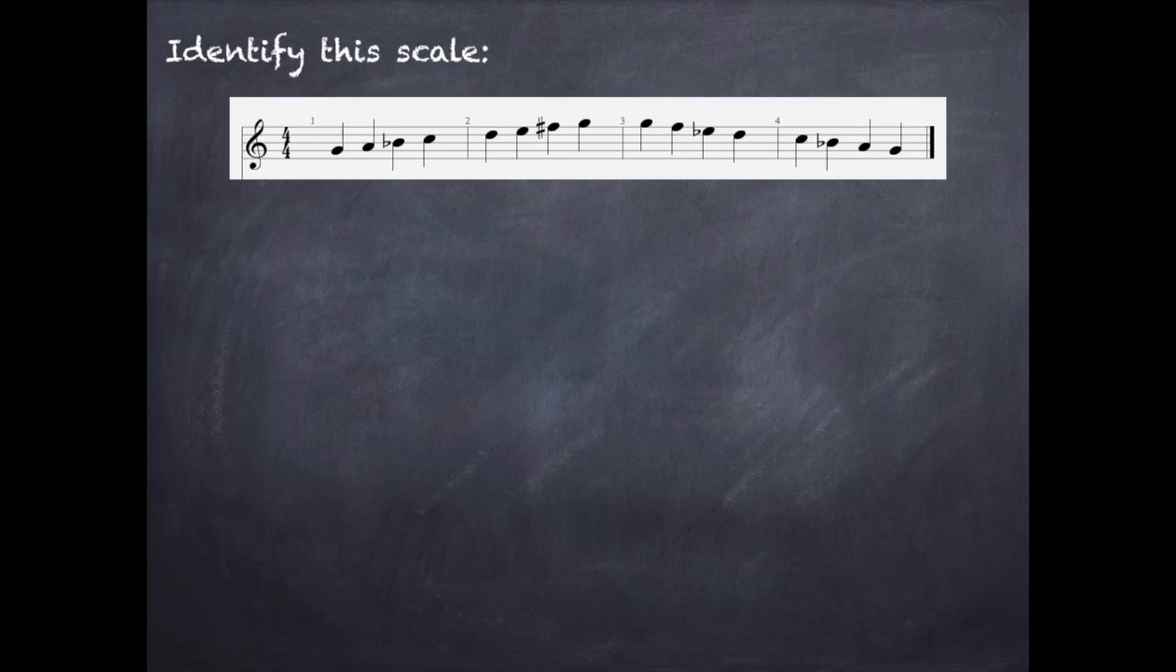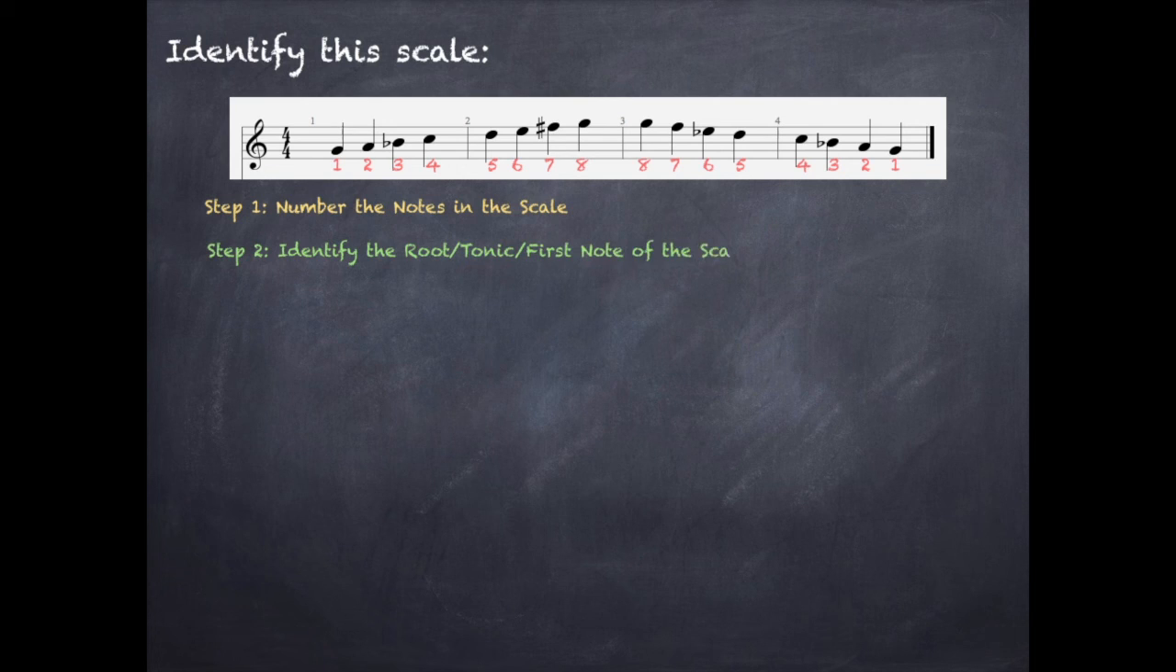Try this one. Step 1 is we number the notes in the scale. Now this scale is ascending and descending, meaning going up and down. We number the notes 1 through 8 and then 8 through 1. 1 through 8 symbolises the scale going up, and 8 through 1 symbolises the scale going down. Step 2 is we identify the root tonic or first note of the scale in question. Yet again, this scale starts on a G.